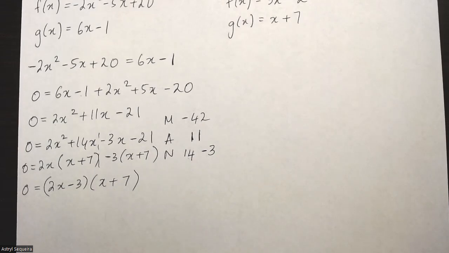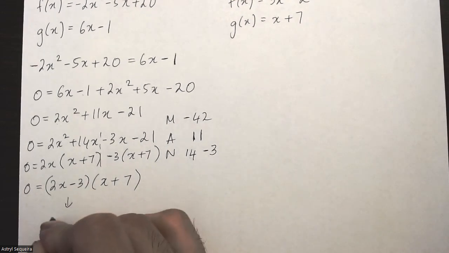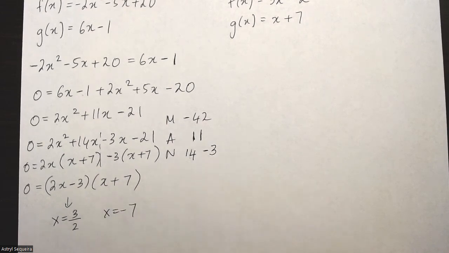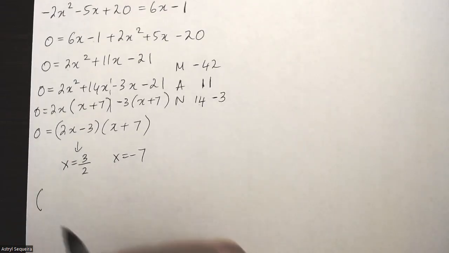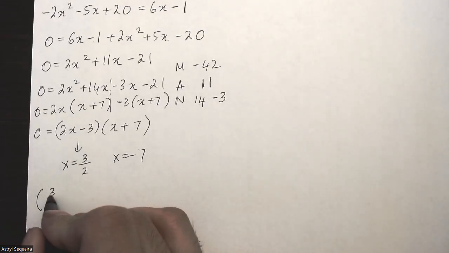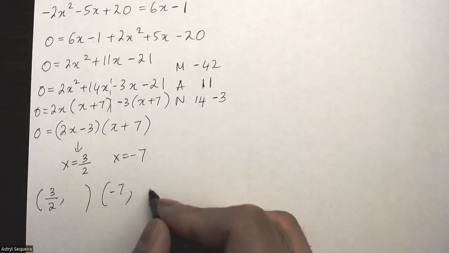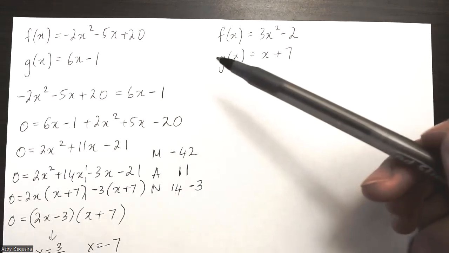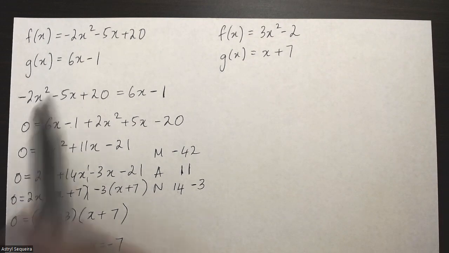Now we can state our solutions over here. So our solutions are going to be positive 3 over 2 and negative 7. These are the x values of the points of intersection, but we have to find the y values as well. So to find the y values, you want to take the x values and sub them into either of the two original equations. They'll both give you the exact same answer.